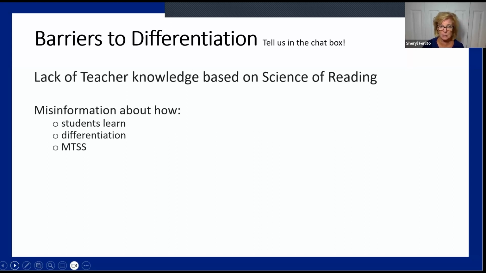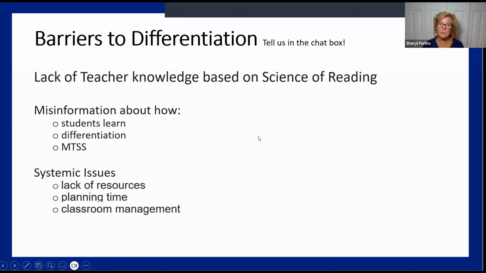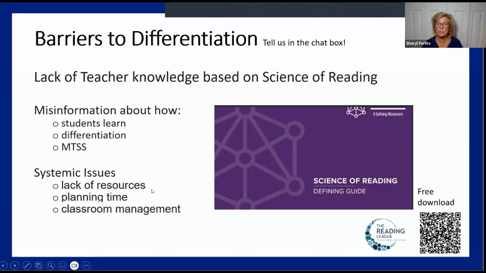And there are plenty of sessions here at Patton in the next few days about MTSS. In addition to that, what about systemic issues? Lack of resources, you guys already mentioned. Planning time, you already mentioned. Classroom management is a whole section in the book by Nancy and Jan.